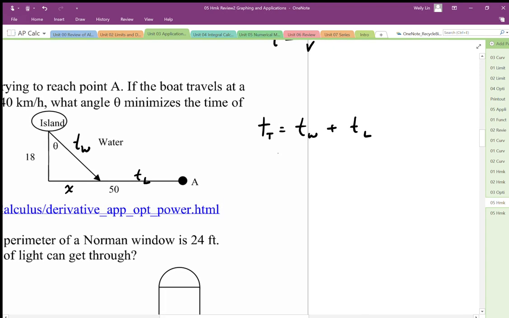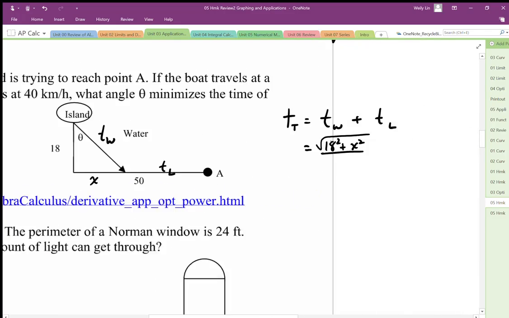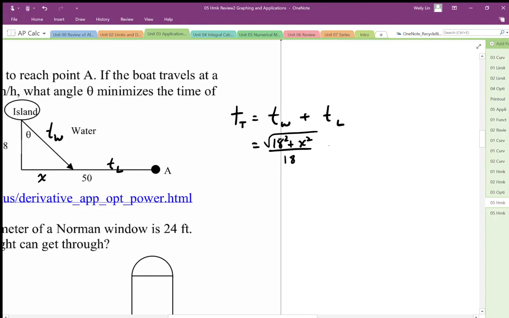So my time on the water is going to look like this. The distance on the water is going to be Pythagoras. It's going to be the hypotenuse of that length. So it's going to be the square root of 18 squared plus x squared, divided by the speed on the water, which we were told is 18 kilometers an hour. So 18 kilometers per hour.